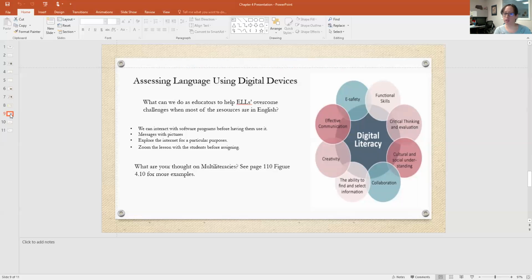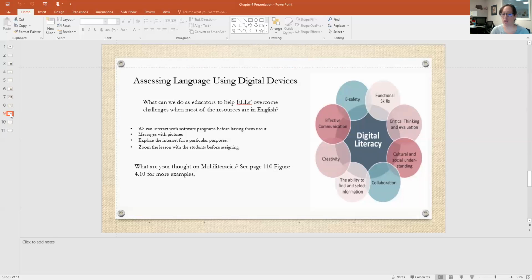Explore the internet with a purpose. So if I'm going to have them go into a website, I should probably research it before I have them go and start downloading. Make sure that the pop-ups that will pop out is something that won't confuse them. So, what are your thoughts on multiliteracies?